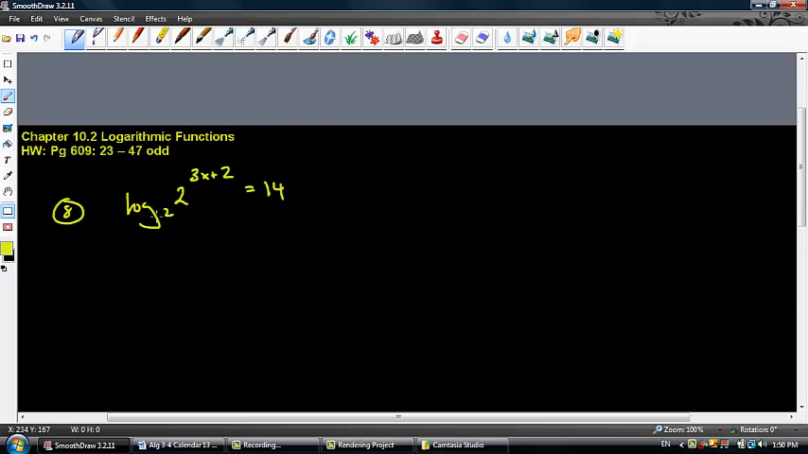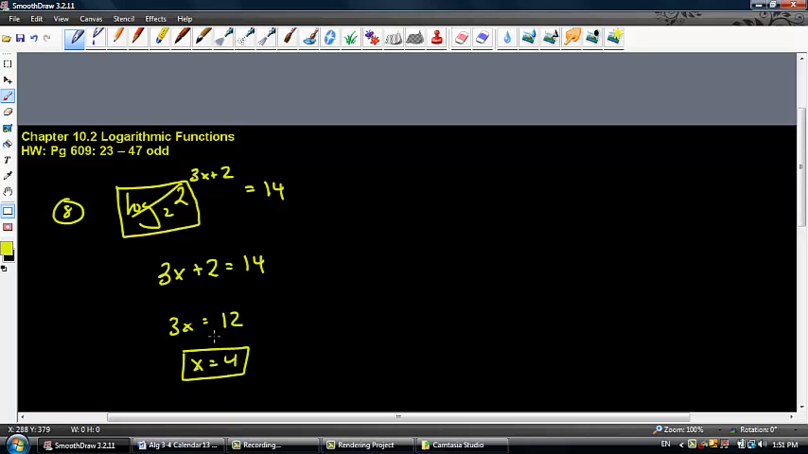So again, we have a situation of log base 2 of 2. And whenever we have this situation going on right here, I can go and get rid of those and have it be 3x plus 2 equals 14. Now 3x is going to equal 12, x is going to equal 4, and all's good. And our last example here will be log base 10 of log base 8 of 8 equals x.